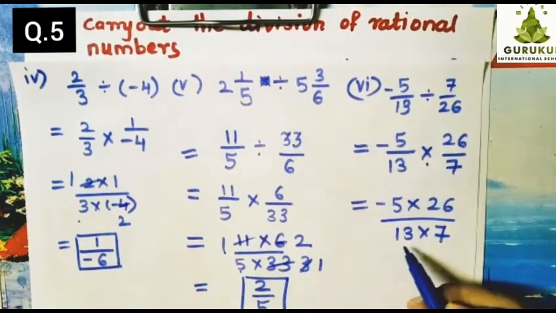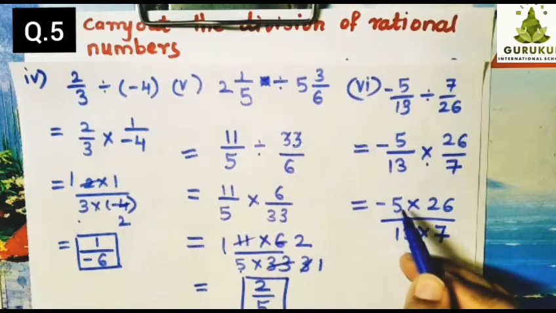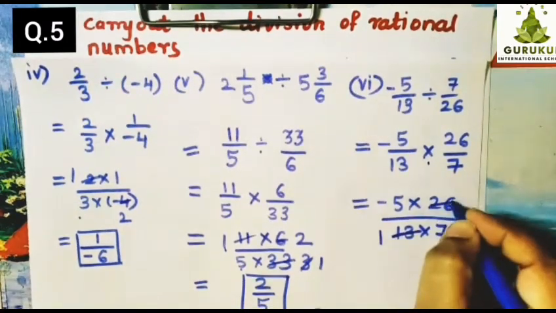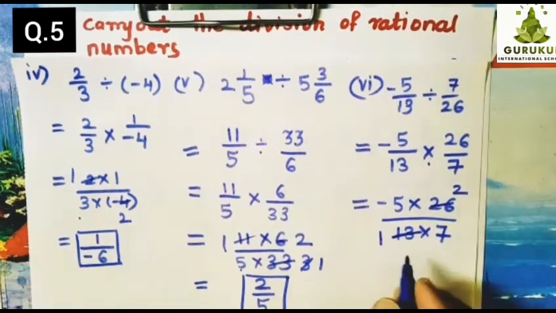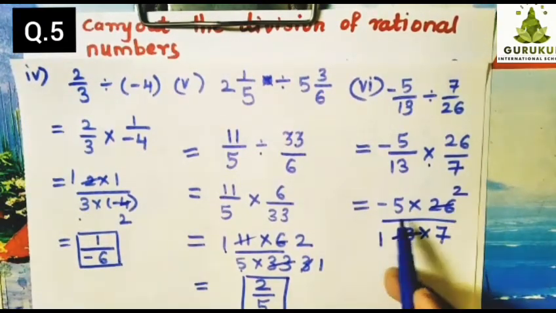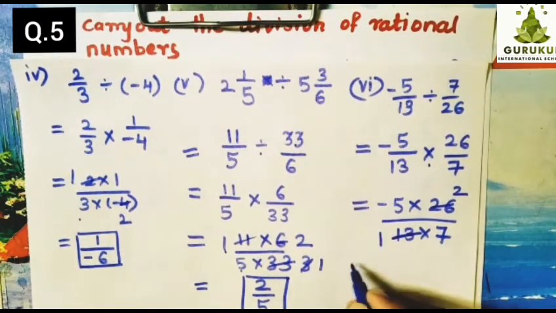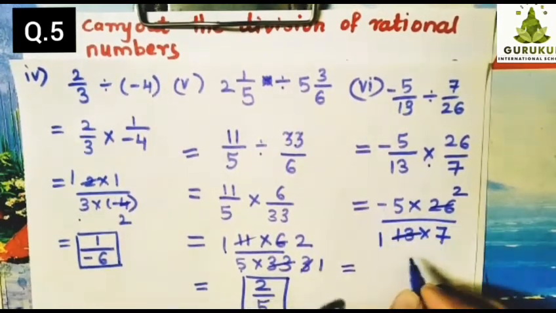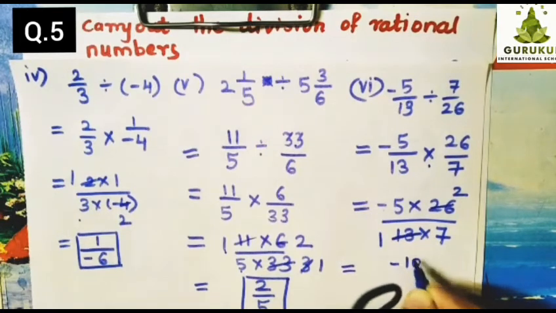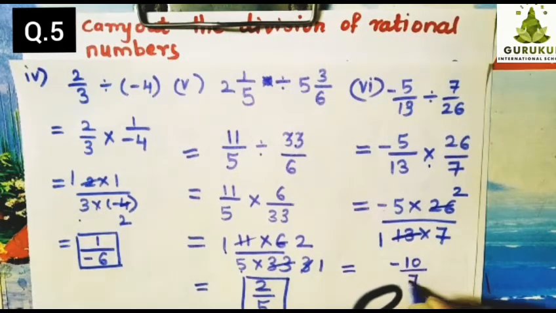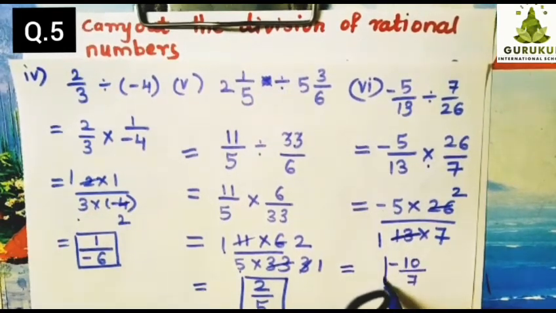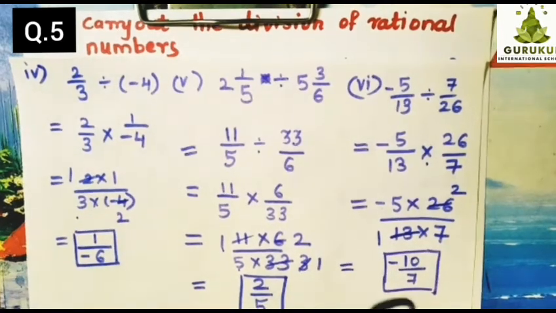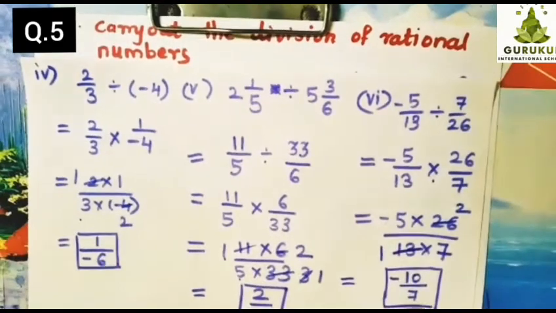Minus 5 into 26 upon 13 into 7. So you can reduce it. 13 1s are 13, 13 2s are 26. Further, if you see 2, 5, 7, 1 all are numbers which you cannot divide it further. So minus 5 into 2 will be minus 10 and 7 into 1 will be 7. So answer will be minus 10 upon 7. So here we have done 6th sum.